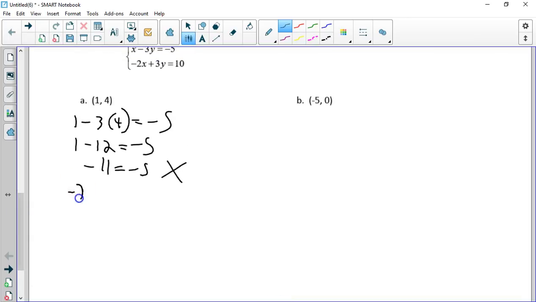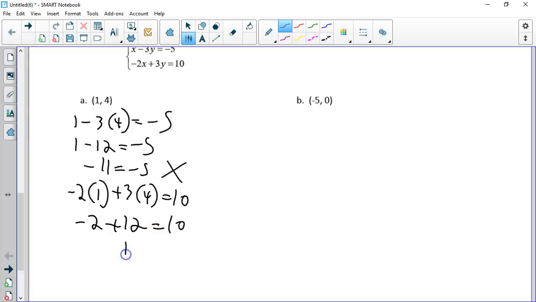So I have -2, I plug in my 1, plus 3, plug in my 4, equals 10. So that's -2 plus 12 equals 10. 12 minus 2 is 10, equals 10. So (1, 4) is on that line, but not on the first. So that is not a solution to the system. Now let's try it again.